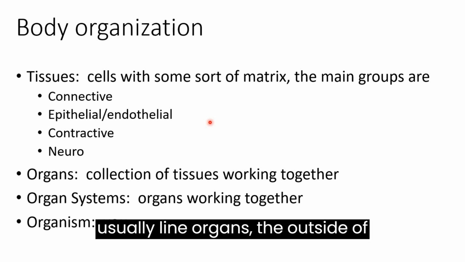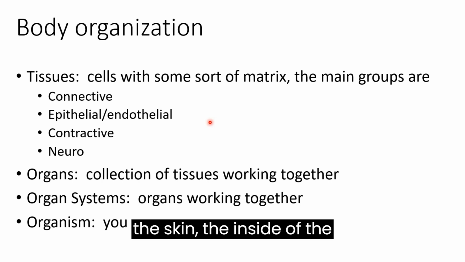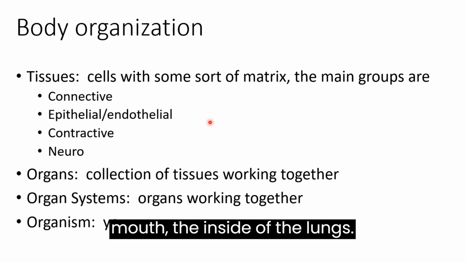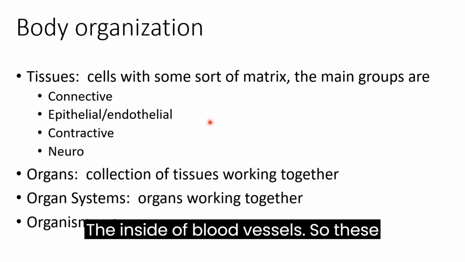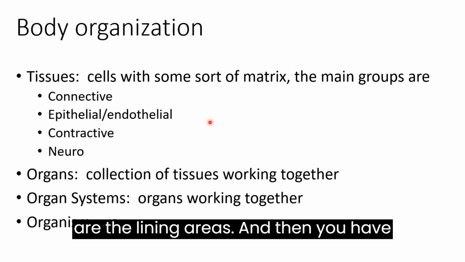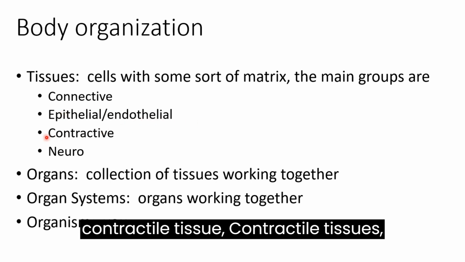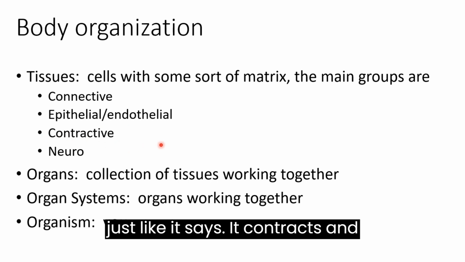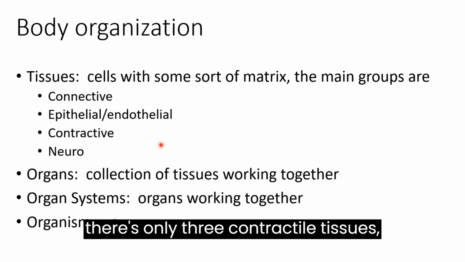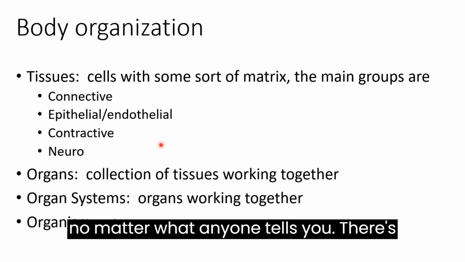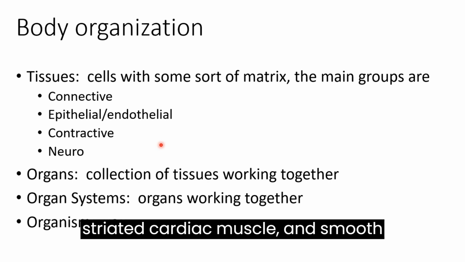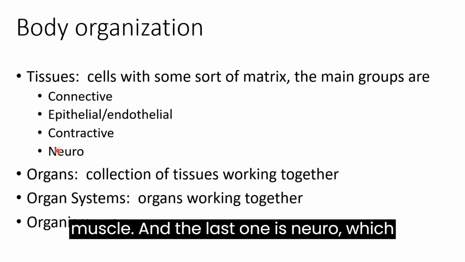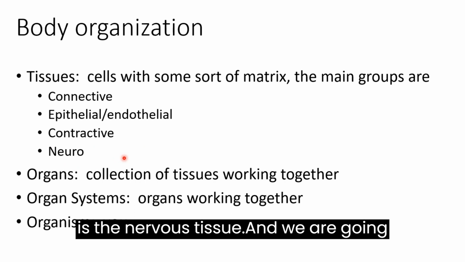And these usually line organs, the outside of the skin, the inside of the mouth, the inside of the lungs, the inside of blood vessels. So these are the lining areas. And then you have contractile tissue. Contractile tissues, just like it says, contract. And there's only 3 contractile tissues, no matter what anyone tells you. There's striated skeletal muscle, striated cardiac muscle, and smooth muscle. And the last one is neuro, which is the nervous tissue.